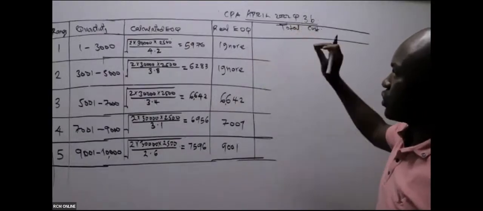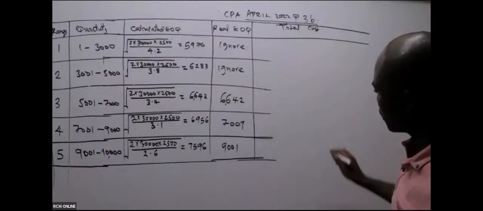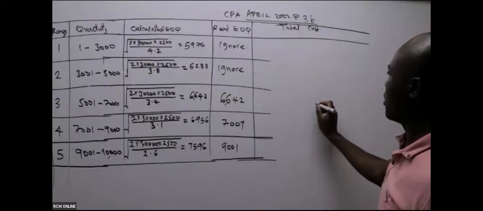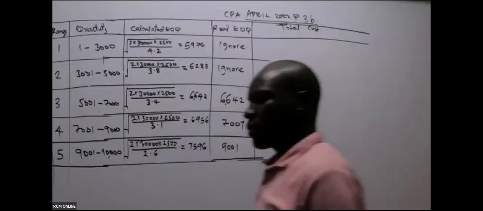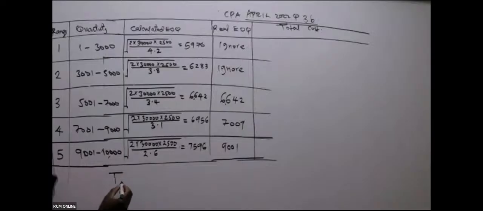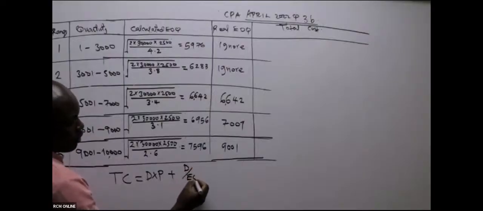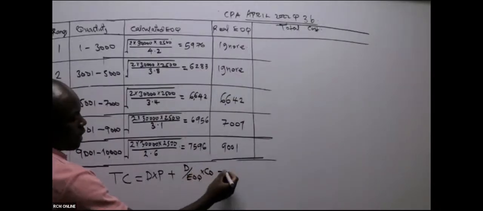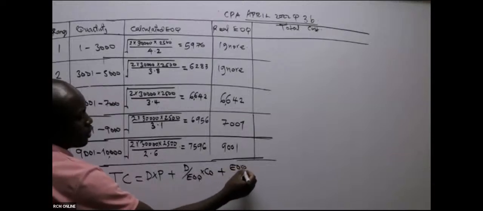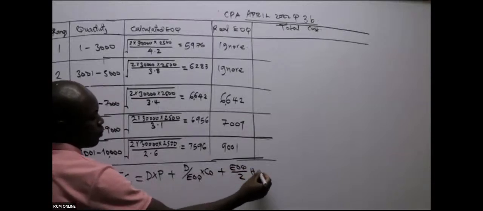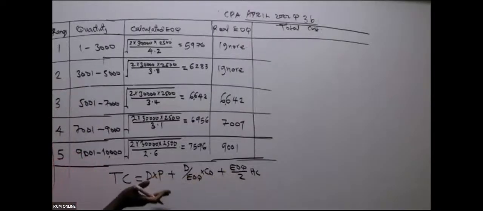How do we normally calculate total cost? Total cost is equal to demand times purchase price, plus demand over economic order quantity multiplied by ordering cost, plus economic order quantity divided by 2 times holding cost. This is what you are going to apply for us to be able to get the rate that will be giving us the lowest cost, right?